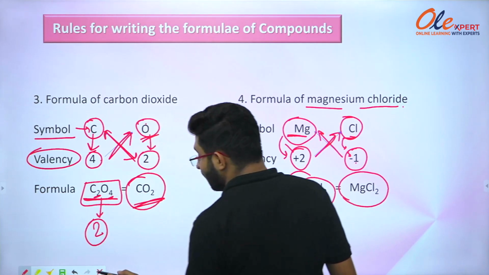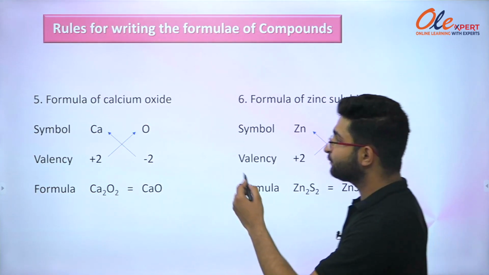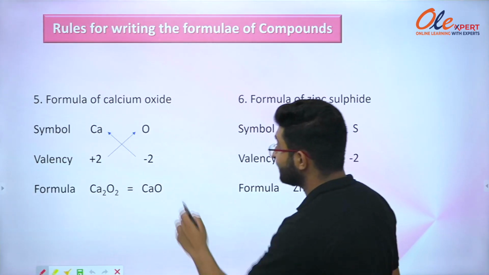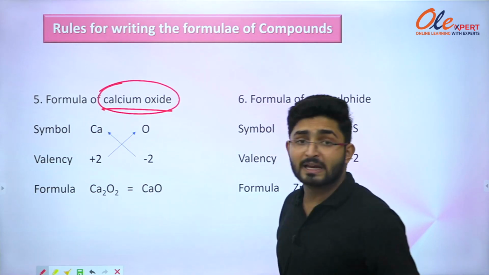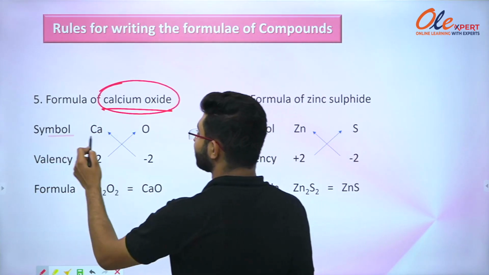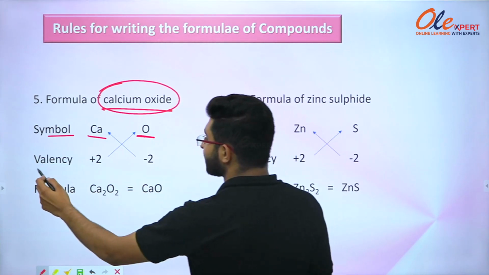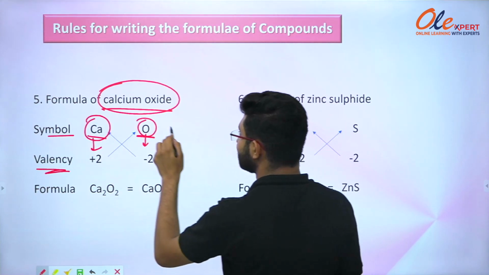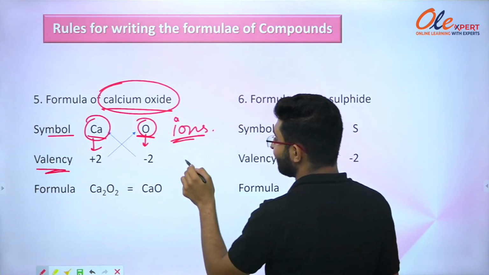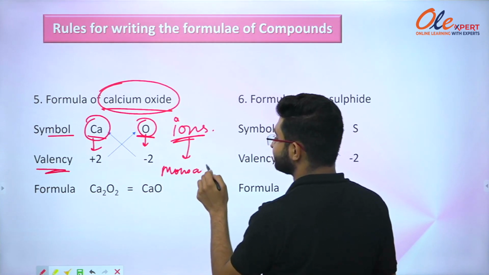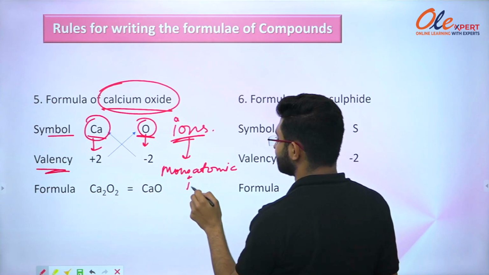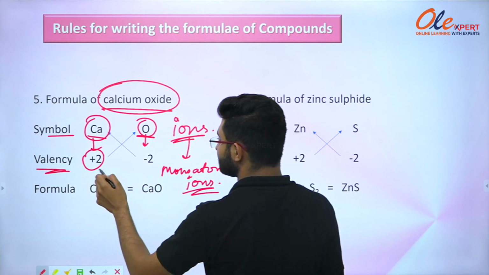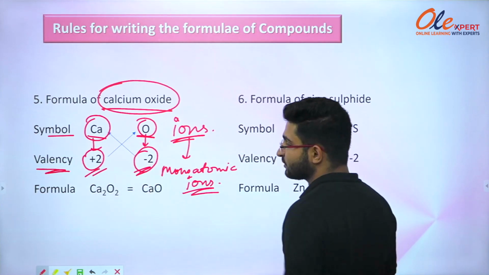Now we are moving on to some other compounds. The fifth one is the formula of calcium oxide. You can see that in calcium oxide, the name mentions that the composition is of calcium and oxygen. So you have to write the symbol of calcium as well as oxygen. After that, you have to write the valency of calcium and valency of oxygen, because you know that calcium and oxygen are taken as ions, that means monoatomic ions. So we have to write the charges here, okay, and the charge for Ca is +2, the charge on oxygen is -2, okay.